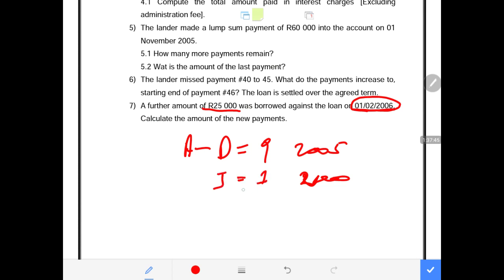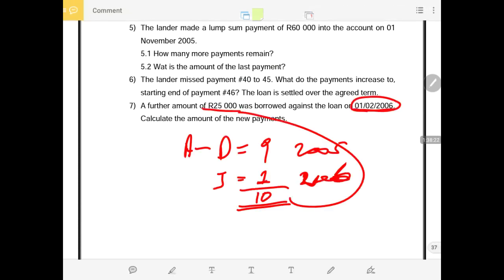So we need a balance after the 10th payment was made. Remember, the 10th payment is a continuation of the previous one, but now we are focusing from April, when there was a change in the interest rate. So we need to say amort 10, because up until December is 9 months, and January 2006, where we are, is 10 months. We need to get the balance after the January payment was made, so that we can add the amount that was borrowed, then calculate the new payments.